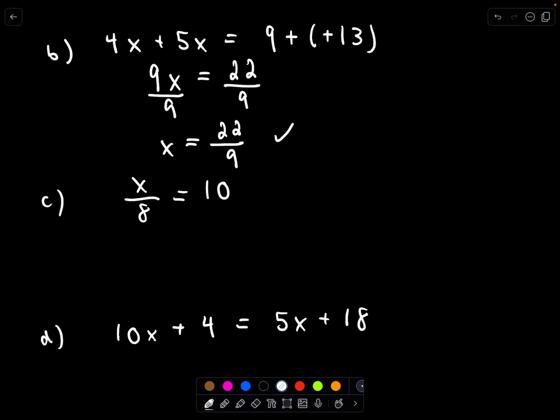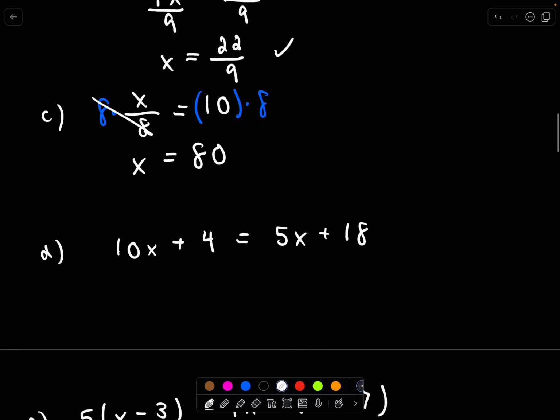C, again, very similar. We've got x divided by 8 equals 10. So now we're dividing by this number instead of multiplying. Well, if I want to get the x by itself, since I'm dividing by 8, I can simply multiply both sides of my equation by 8. So if I do that, on the left side, 8 divided by 8 is just going to leave me with 1x. And on the right, 10 times 8 is 80.